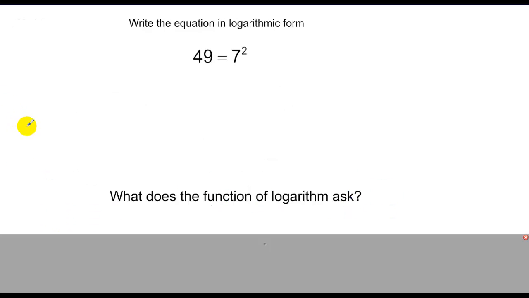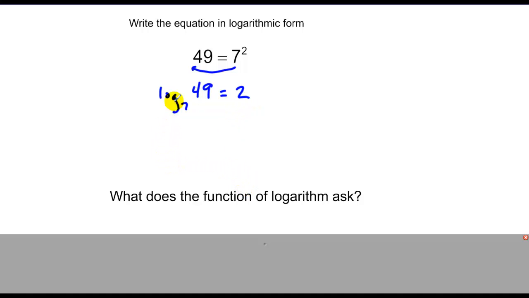So now, we're going to do the same thing one more time, except in this particular example, it's the first example we've seen that doesn't have a variable in it, and it's basically a true statement that we know the facts to. We know that 7 squared is equal to 49. So now, when I slide my base, I get log base 7 of 49 is equal to 2.